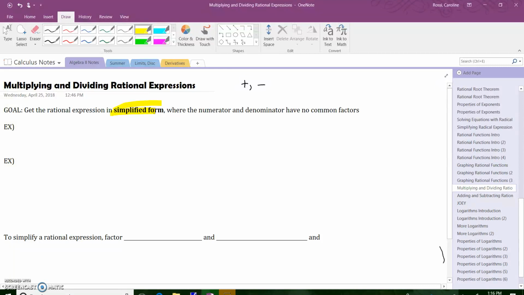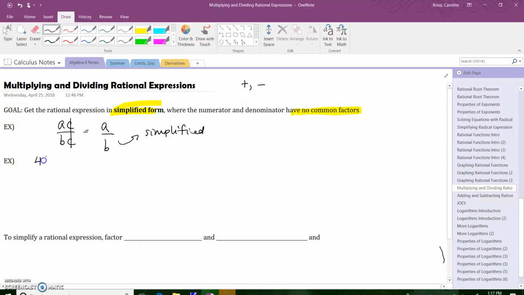Simplified form, remember, is when the numerator and denominator will have no common factors at all. So that means if you have, in a general form, a times c over b times c, anything that's common you would cancel out, leaving you with a over b. This is an example of simplified form. So anything common you have to cancel.